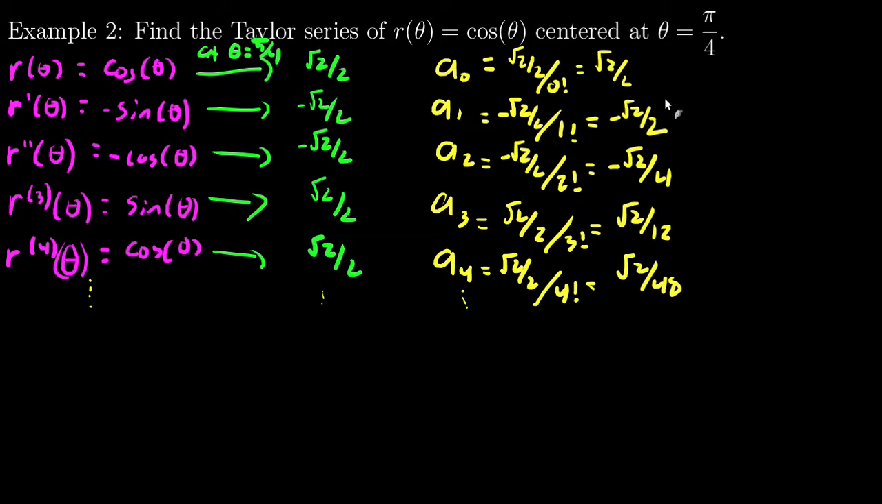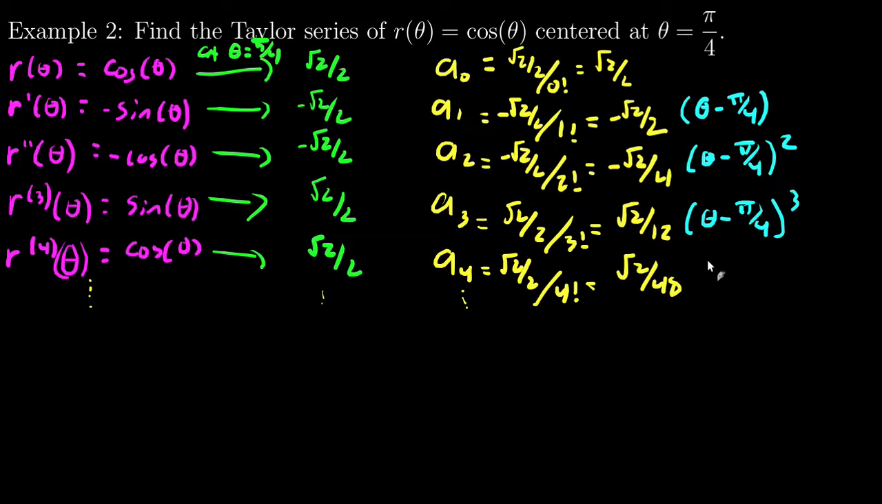So this will be constant. This will have, not x, but theta minus pi over 4. This will have theta minus pi over 4 squared. This will have theta minus pi over 4 cubed. This will have theta minus pi over 4 to the fourth. And it's like, okay, so what's the pattern? What's the pattern? And here's how I see it.